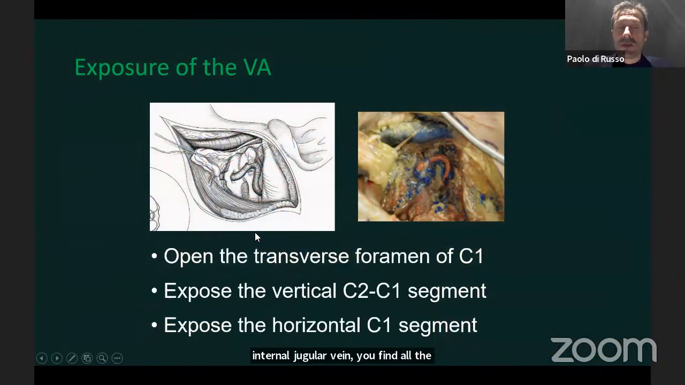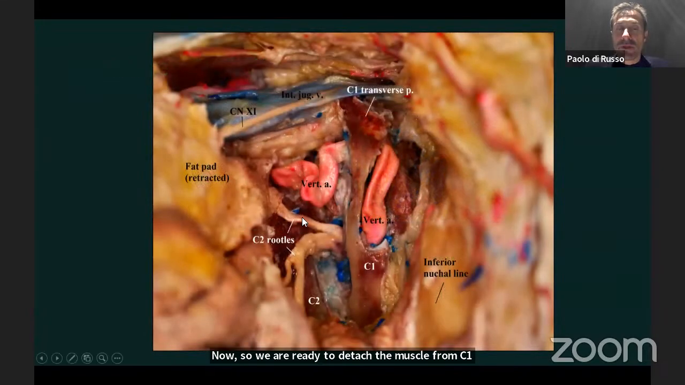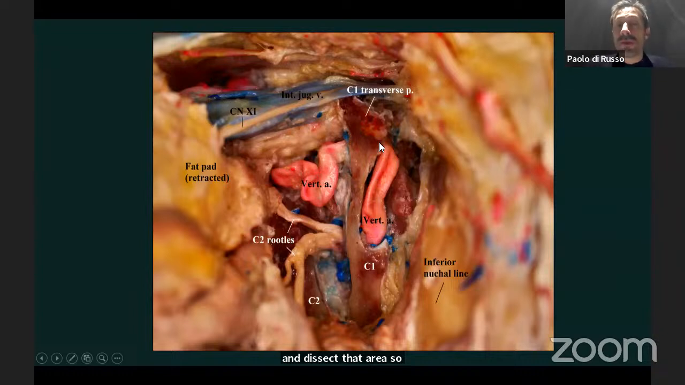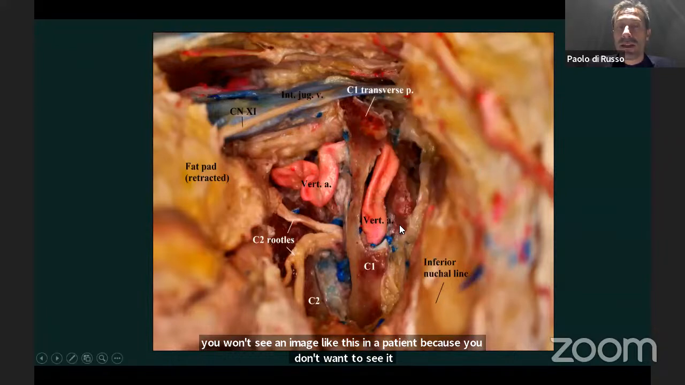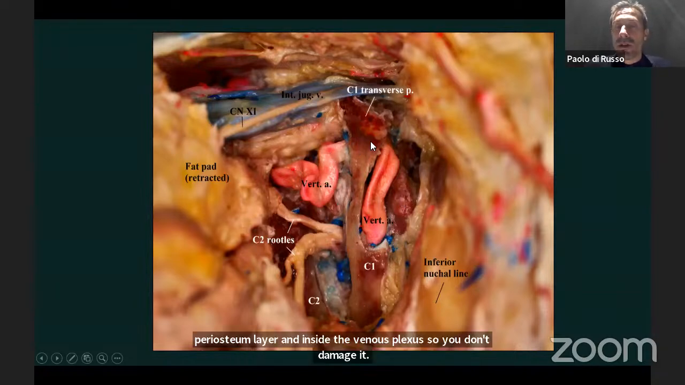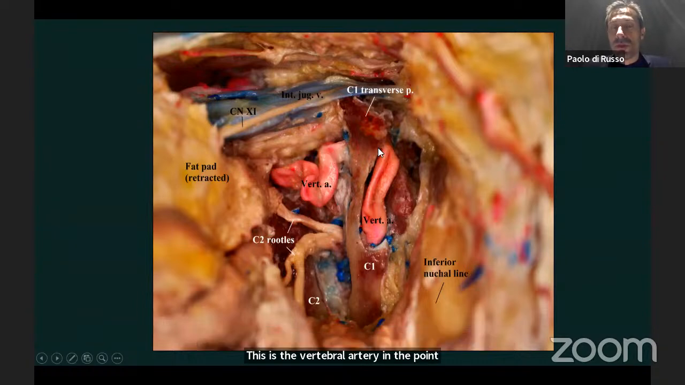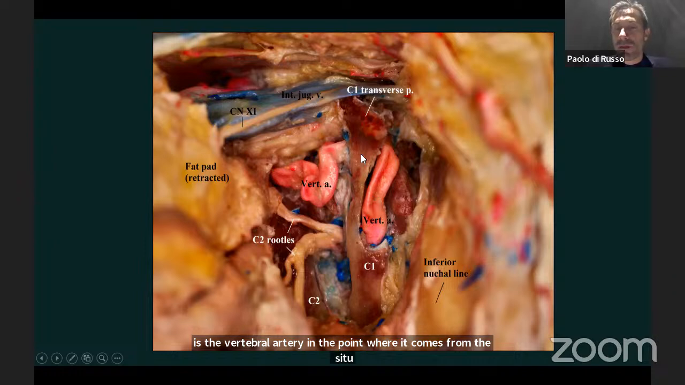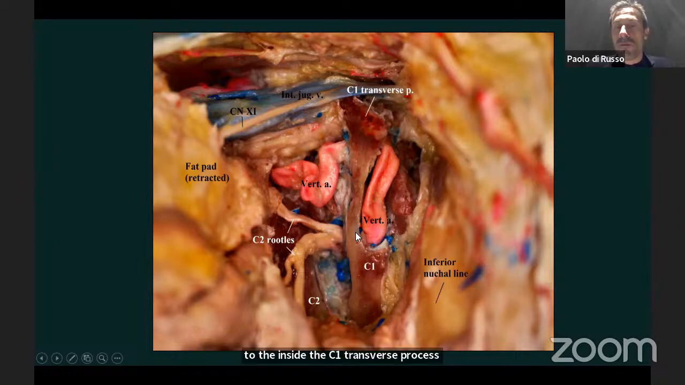Now we are ready to detach the muscle from the C1 transverse process and to identify the vertebral artery and dissect that area. Definitely you won't see an image like this in a patient, because you don't want to see it. The vertebral artery needs to be kept inside the periosteal layer and inside the venous plexus so you don't damage it. This is the vertebral artery at the point where it comes from C2 into the C1 transverse process and goes inside the sulcus arteriosus of C1.